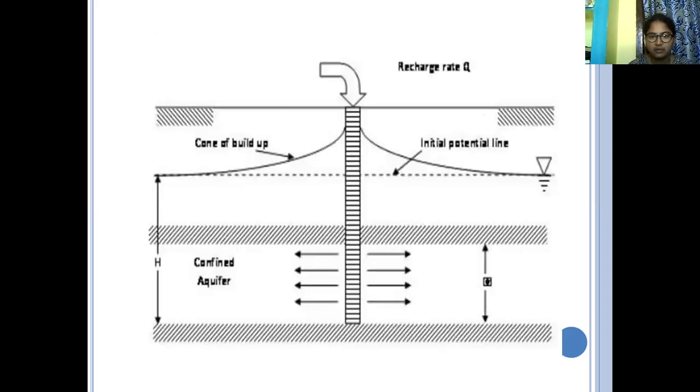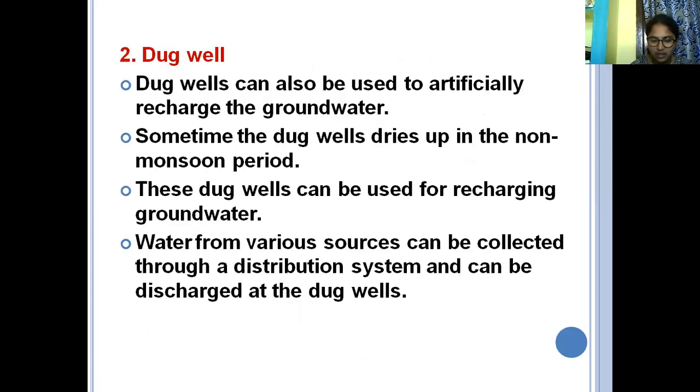aquifers. This is the figure: recharge rate, confined aquifer, initial potential line, and cone of build up. And also dug wells. Dug wells can also be used to artificially recharge the groundwater. These dug wells can be used for recharging groundwater, and also water from various sources can be collected through a distribution system and discharged at the dug wells.